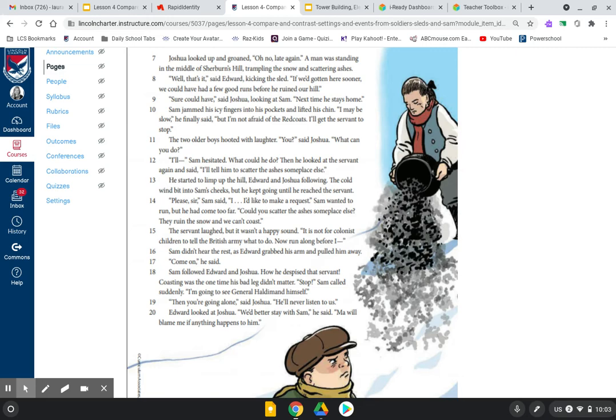"You?" said Joshua. "What can you do?" Sam hesitated. What could he do? Then he looked at the servant again and said, "I'll tell him to scatter the ashes someplace else." He started to limp up the hill, Edward and Joshua following. The cold wind bit into Sam's cheeks, but he kept going until he reached the servant.